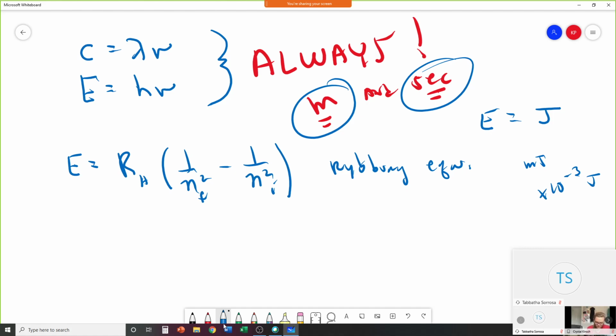And take some time and go over the photoelectric effect in your textbook. Just take some time to go through it. It's very interesting, the whole implications of what's going on with the photoelectric effect, okay?